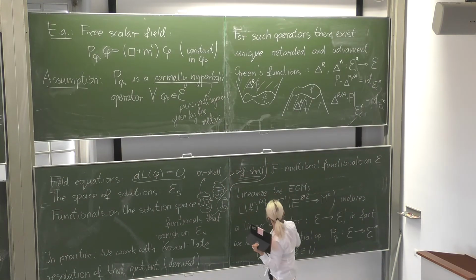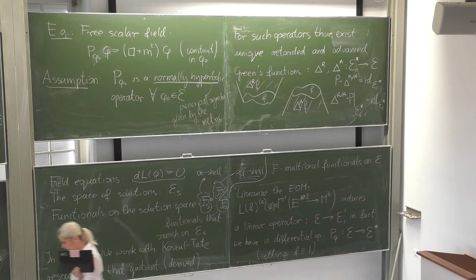Okay, so here are the gadgets we get from PDEs, from hyperbolic PDEs. I'm going to use them to construct my first Poisson structure and then some lovely propagators for the quantization.